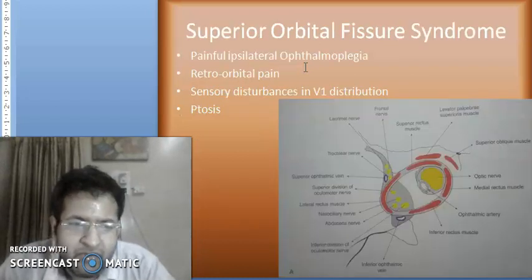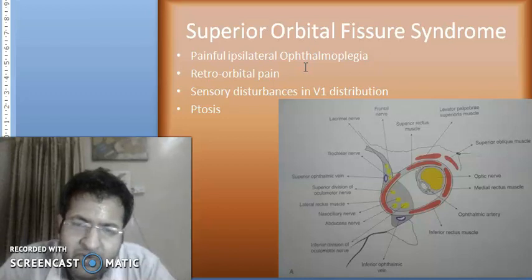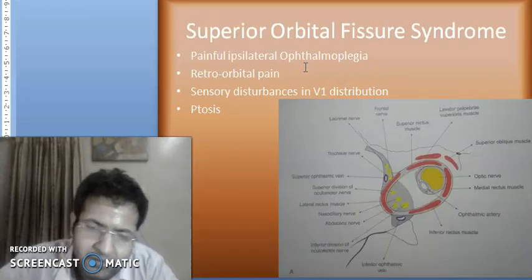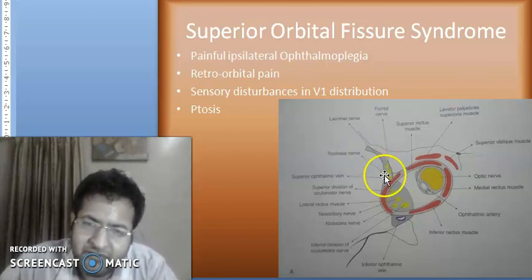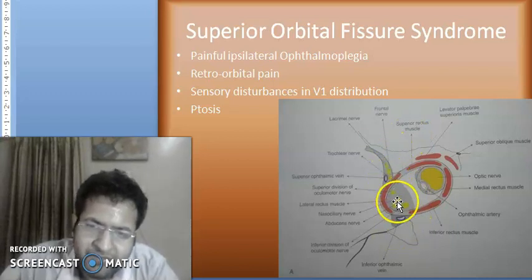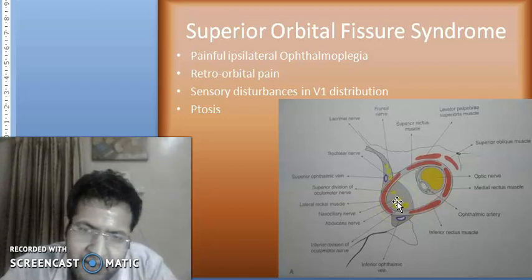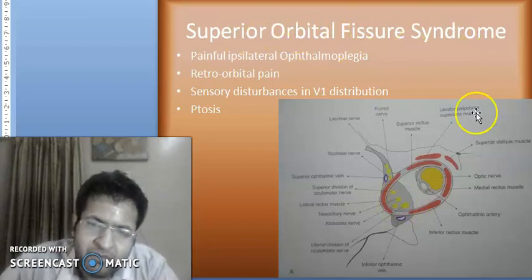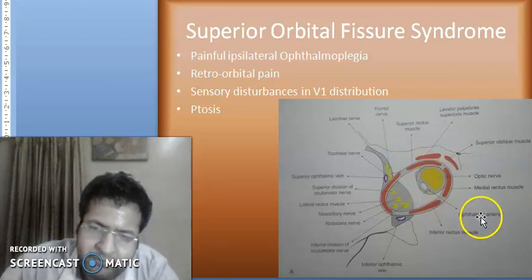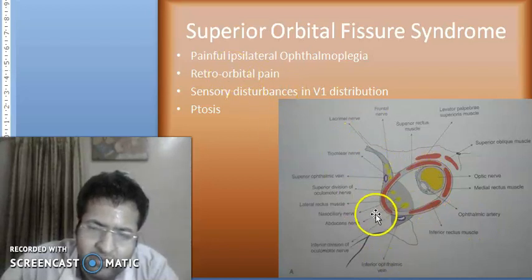Along with this, we have to see two syndromes: superior orbital fissure syndrome and orbital apex syndrome. As we remember, the superior orbital fissure is a communication between the orbit and the middle cranial fossa, and the structures passing through it we have seen in the anatomy lecture. Therefore, the superior orbital fissure syndrome will not include the optic nerve and ophthalmic artery changes. All the rest of the structures will be included.